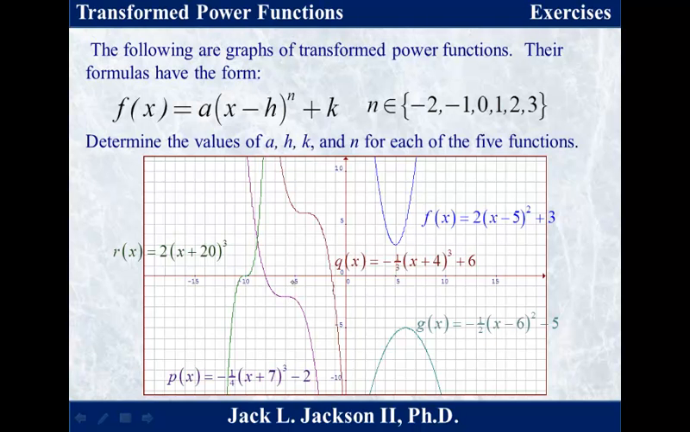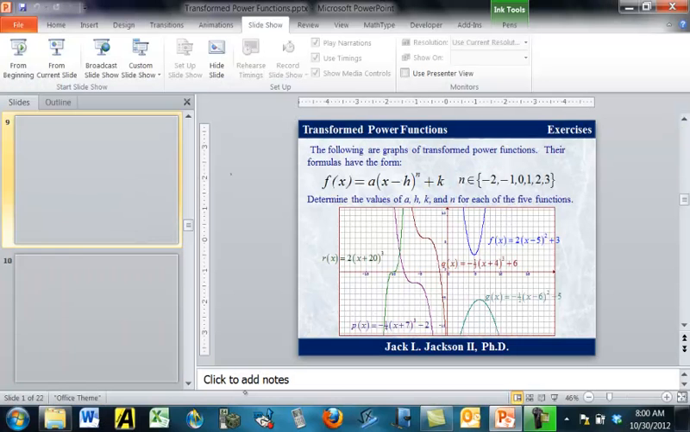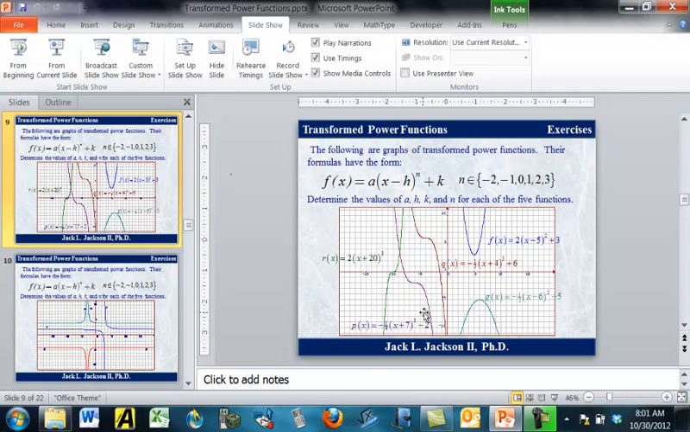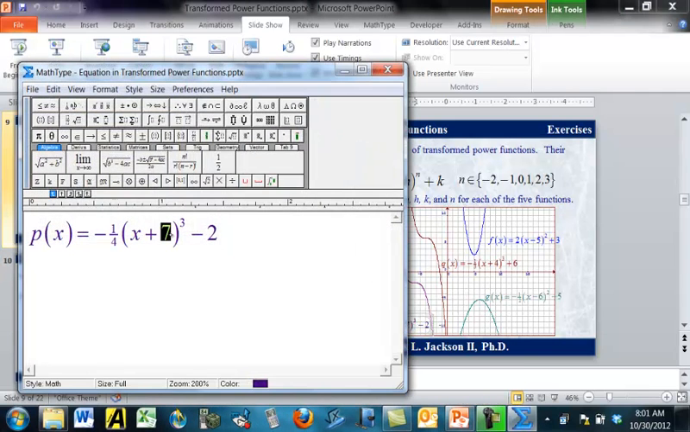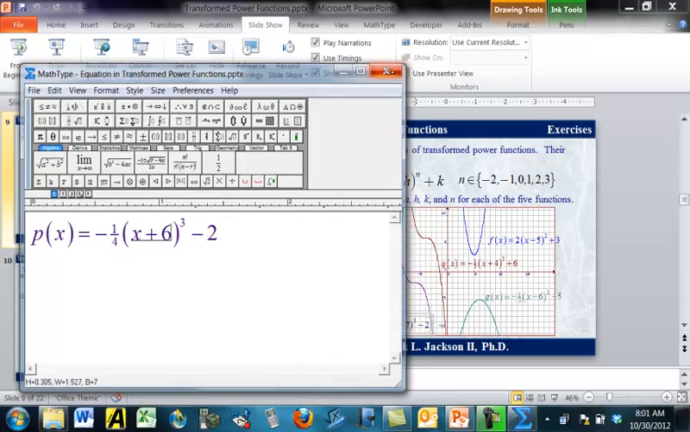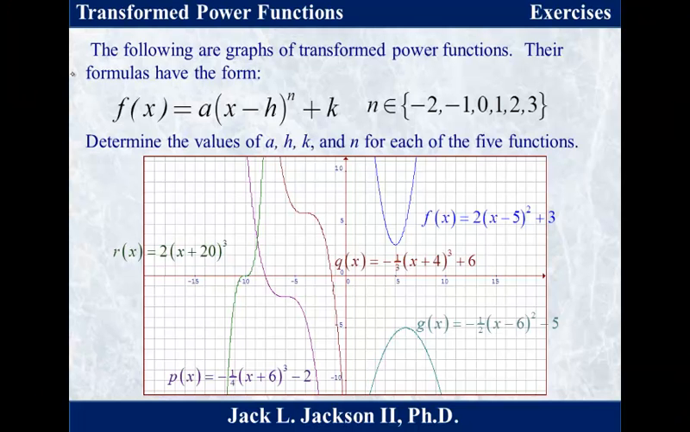The coordinates of the inflection point, according to this, are negative. Oh, that's a typo. Should be negative 6, negative 2. Alright, let me fix it. There we go. Yeah, it should be negative 6, negative 2. I believe that's what we said earlier, and that's the coordinates right there of the inflection point.